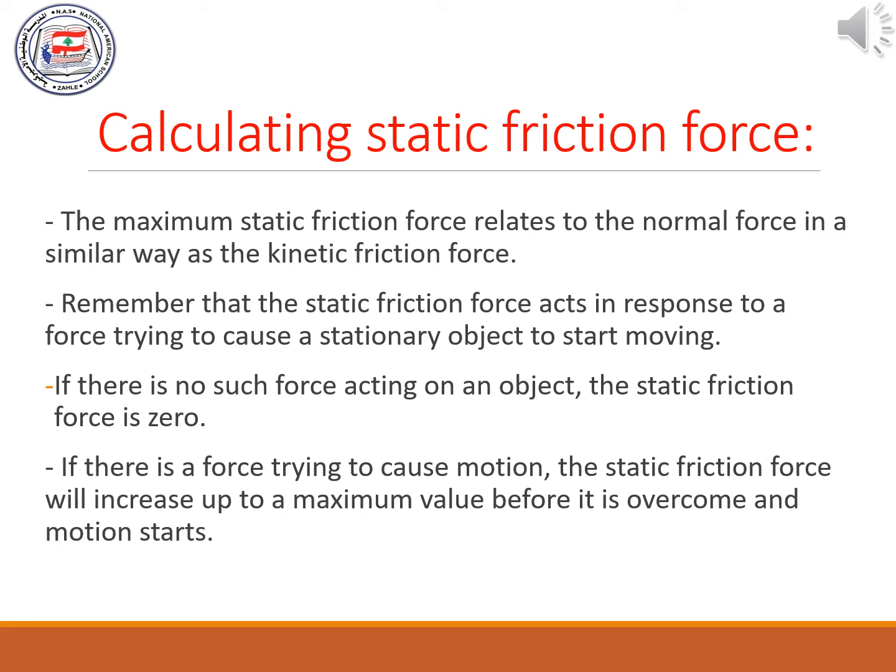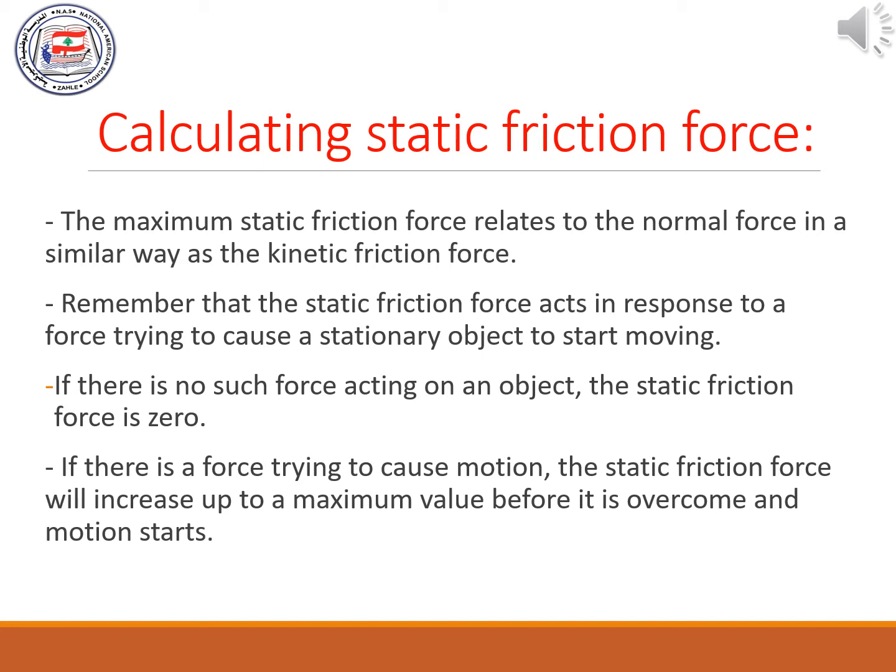Remember that the static friction force acts in response to a force trying to cause a stationary object to start moving. So whenever you try to get a stationary object to start moving, we have a static friction between the object and the surface on which it lies. If there is no such force acting on an object, the static friction force is zero. So if you are not trying to move the object, the static friction force between the object and the surface will be zero. If there is a force trying to cause motion, the static friction force will increase up to a maximum value before it is overcome and the motion starts.